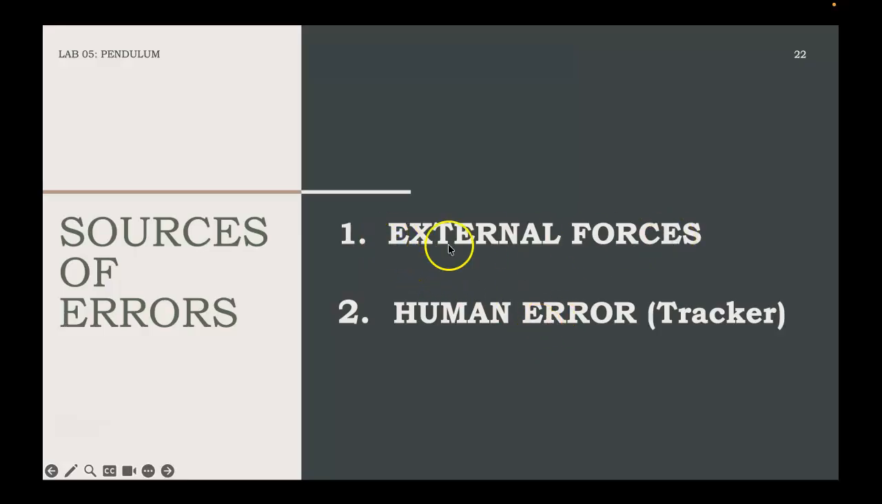So we have external forces. We assumed that the string was massless, but it does have mass, so that's one way. Additionally, there are air resistance and slight friction at the fixed point. Human error is another source of error, because our tracking of the center of mass of the bob when we were using the tracking software is one way that the data could have deviated.